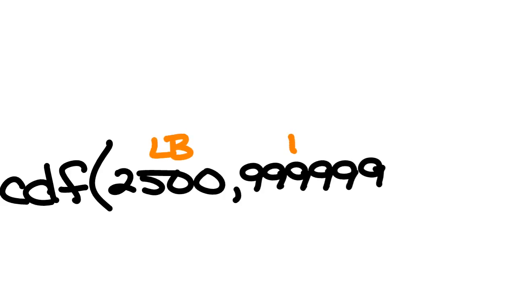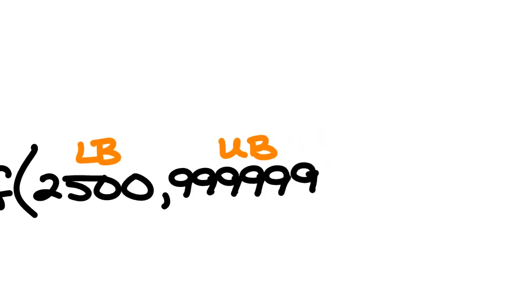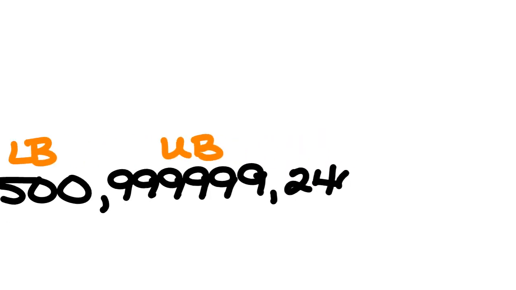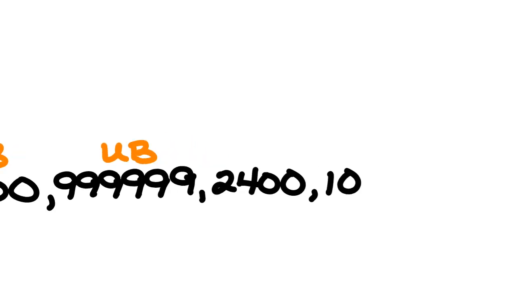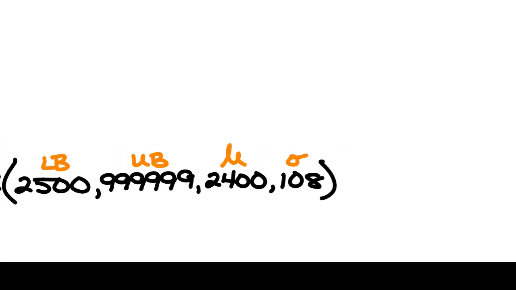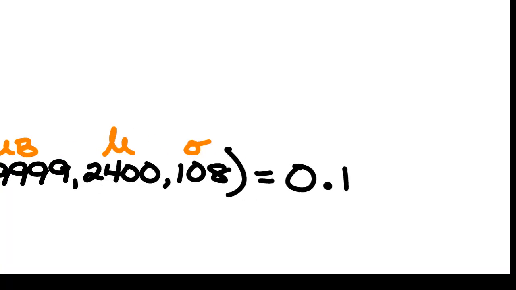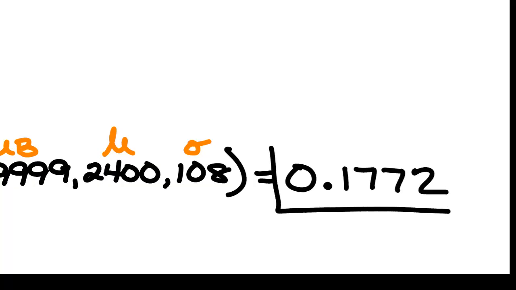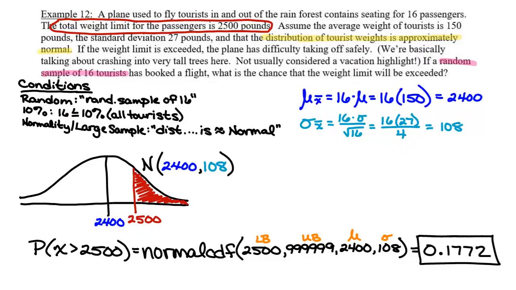So lower boundary, upper boundary, and then what? Mean and standard deviation. So 2,400 and 108. Make sure you are labeling these things, not just writing down the numbers. And what do we get? 0.1772. So 17.72% probability that they will exceed the weight limit.